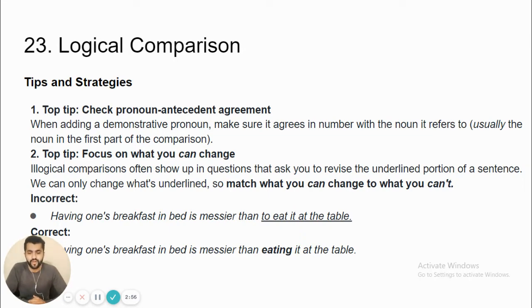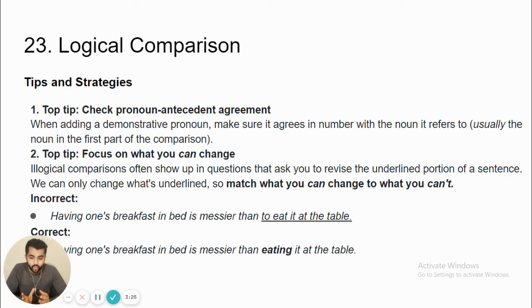So illogical comparisons often show up in questions that ask you to revise the underlined portion of a sentence. We can only change what's underlined. So match what you can change to what you can't. Having one's breakfast in bed is messier to eat it at the table, right? So here again, we are comparing two things: having breakfast in bed and eating it on the table, right?